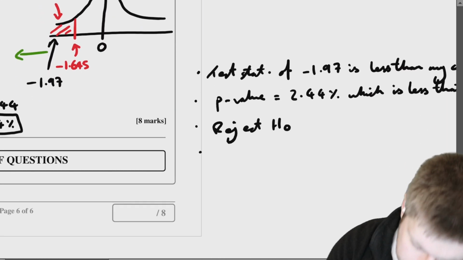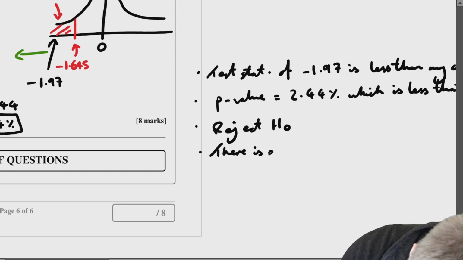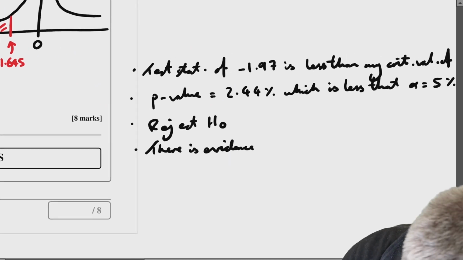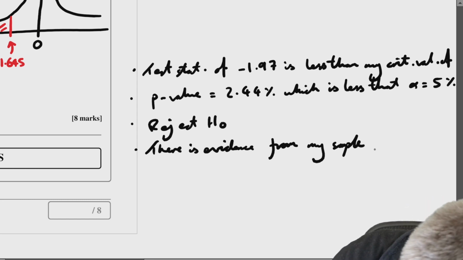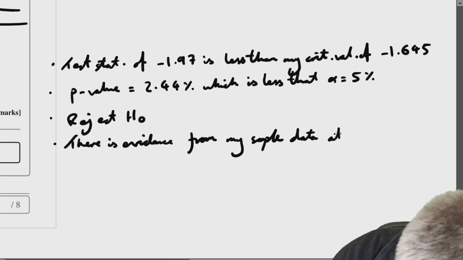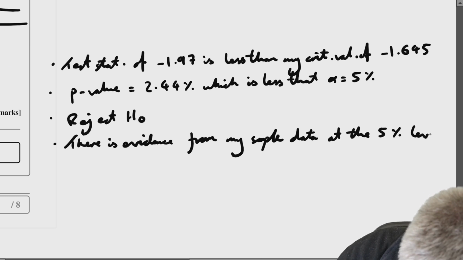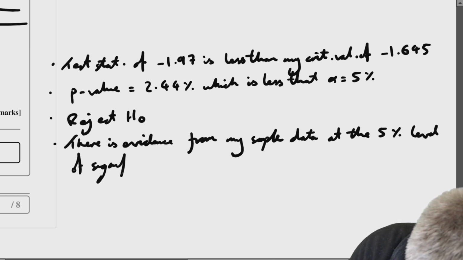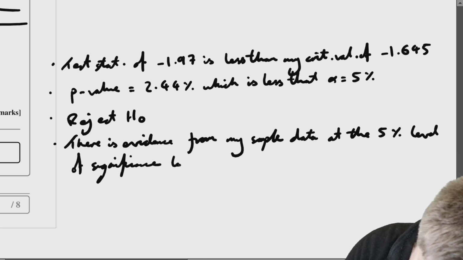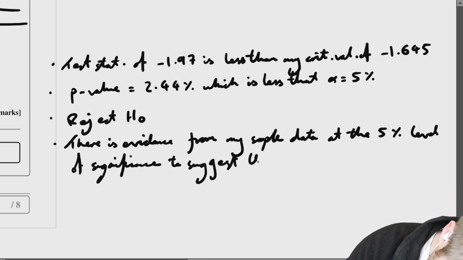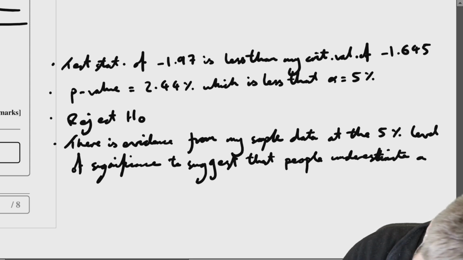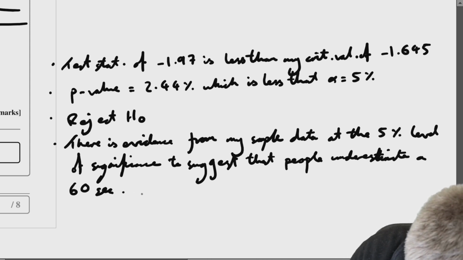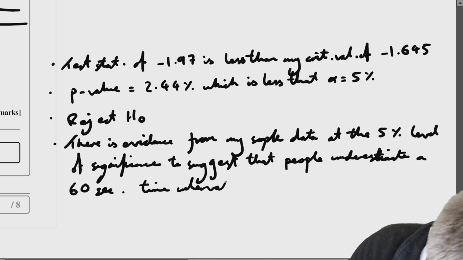So therefore, I can say there is evidence from my sample data at the 5% level of significance to suggest that people underestimate a 60-second time interval. Okay, so words to that effect is fine.